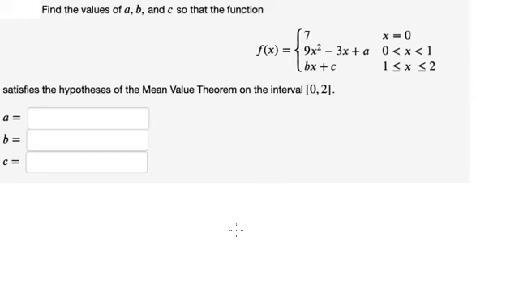Hello everybody. So today I will talk about calculus. The topic today is about the mean value theorem. So now I will show you how to answer.